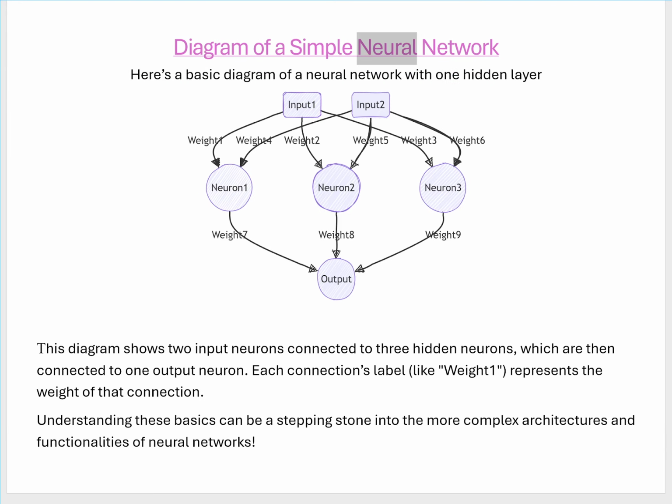Diagram of a simple neural network. Here's a basic diagram of a neural network with one hidden layer. This diagram shows two input neurons connected to three hidden neurons, which are then connected to one output neuron. Each connection's label, like weight 1, represents the weight of that connection. Understanding these basics can be a stepping stone into the more complex architectures and functionalities of neural networks.